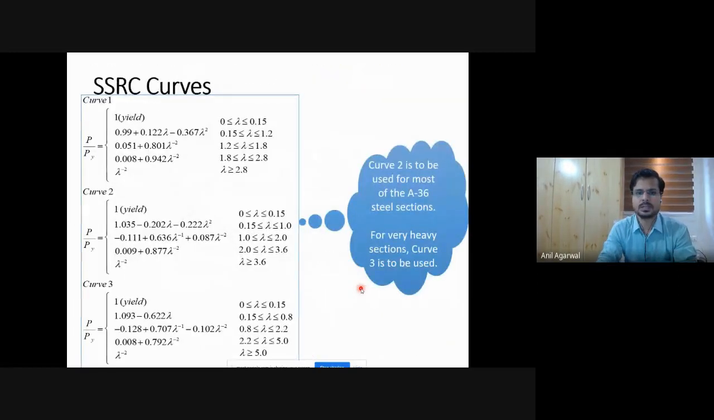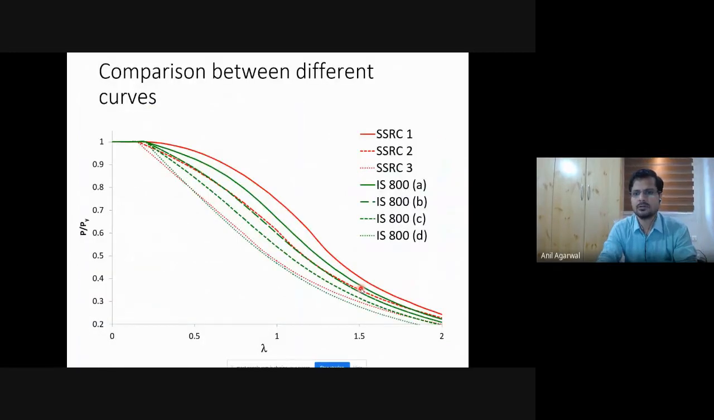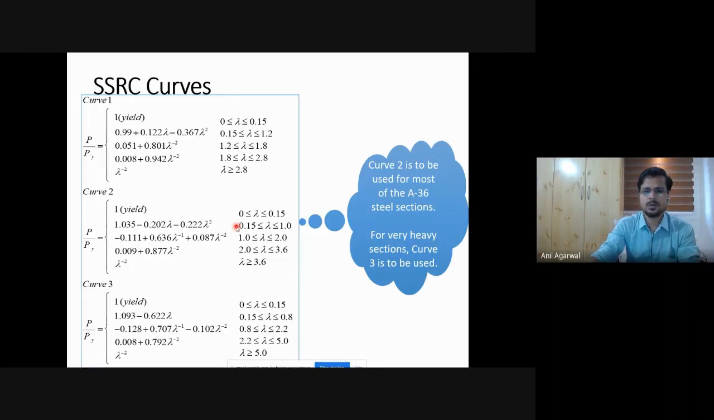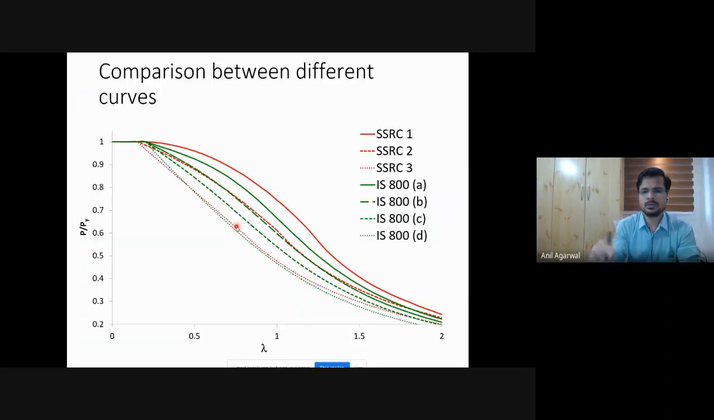Then I had compared in the previous class what we have in India and what they have in the US. The US curves had come out of this SSRC research, Structural Stability Research Council. They had published some 3 curves, and later on they published even 4 curves. So there are these 4 different curves, and if you compare our curves with their curves, their curves in a way encompass the Indian curves. There are 4 curves in the Indian code, and 3 curves as per SSRC, and I think the 4th one, I don't remember where it was, but I think there were a total of 4 curves. The 4th one was even smaller than this.